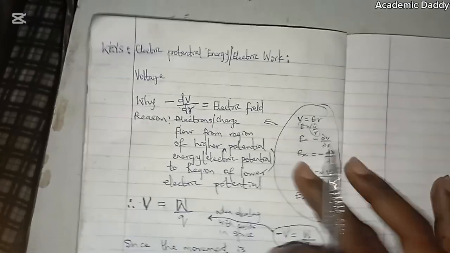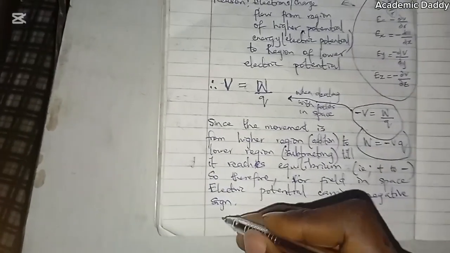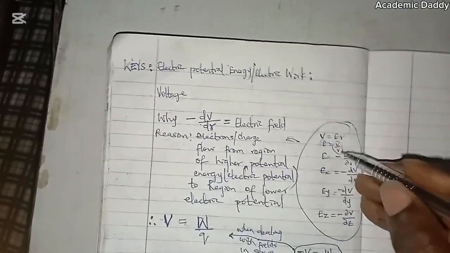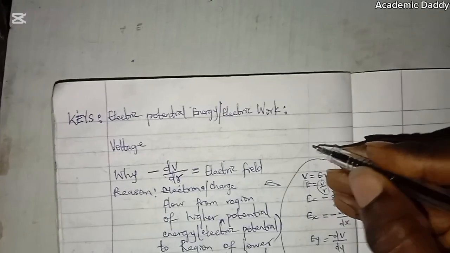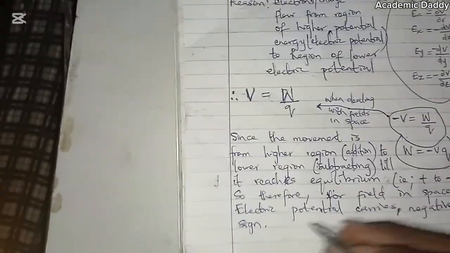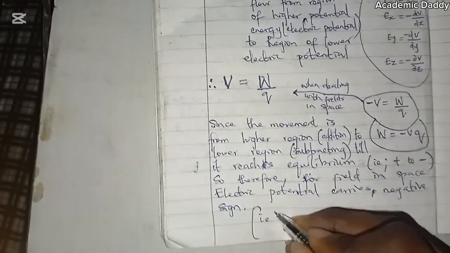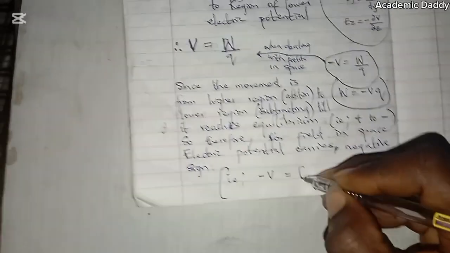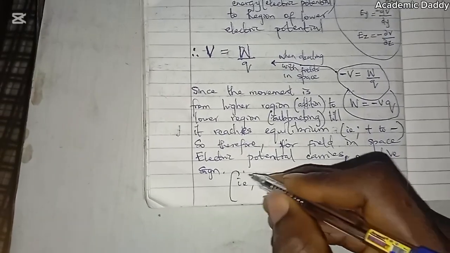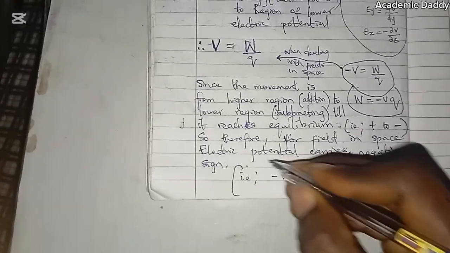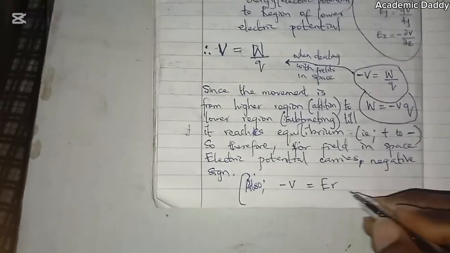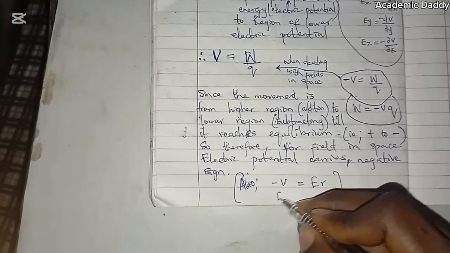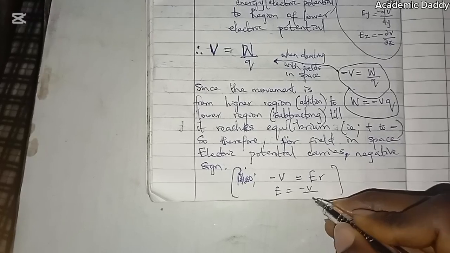So if I know this, it simply means that if I now come back to this thing that I have here, this is the reason why everything here has a negative sign, because this is the same thing as saying minus V equals ER. So if you now make E subject of the formula, you should have E equals minus V all over R.